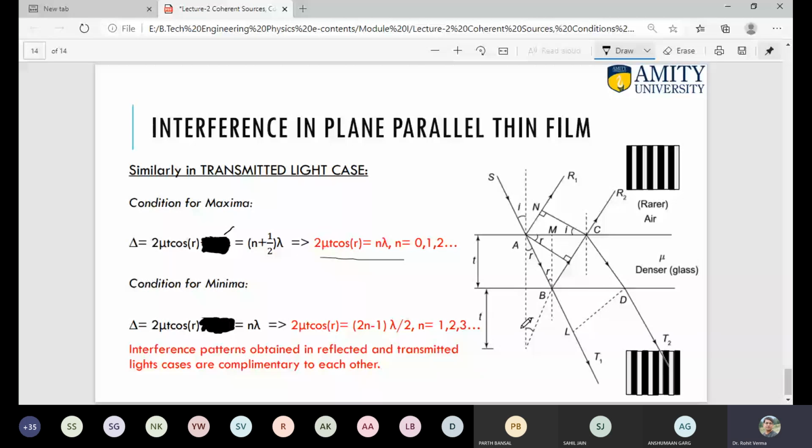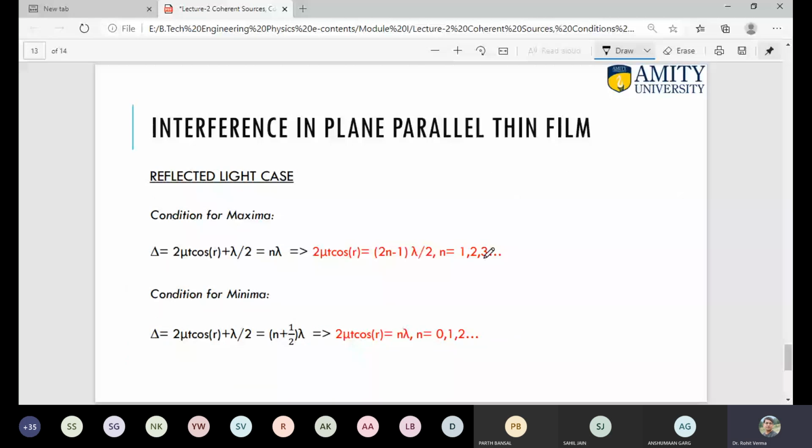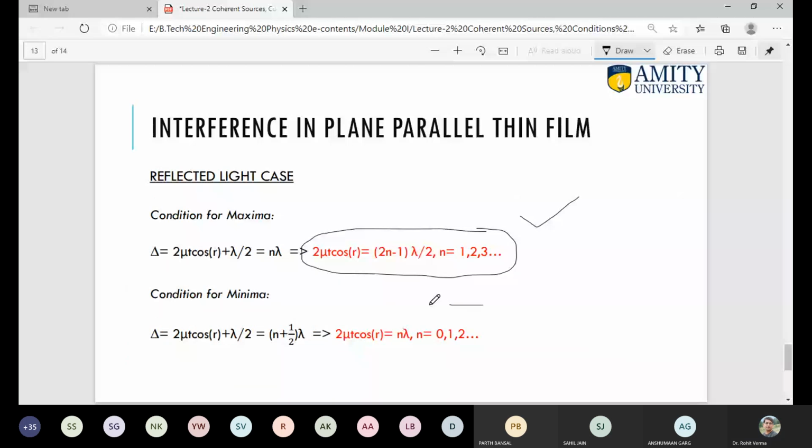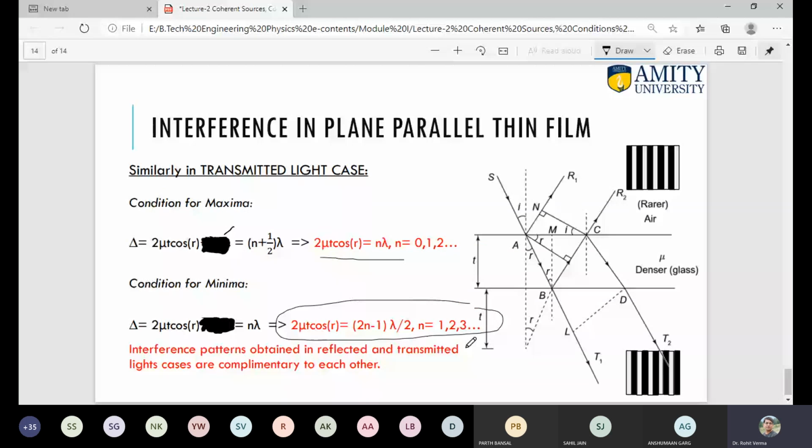Now if you compare the conditions which you have determined for constructive and destructive interference in the reflected light case and in the transmitted light case, you will see that the condition for constructive interference in the reflected light case is the condition of destructive interference in the transmitted light case, and the destructive interference condition in the reflected light case is the condition of constructive interference in the transmitted light case.